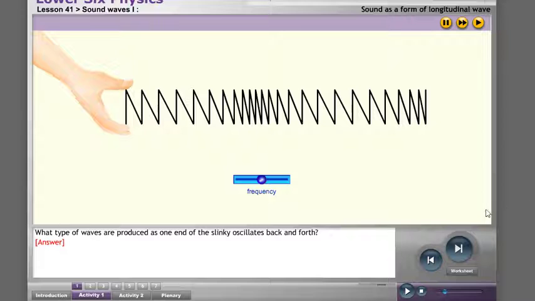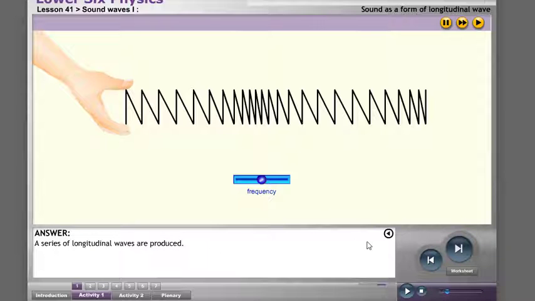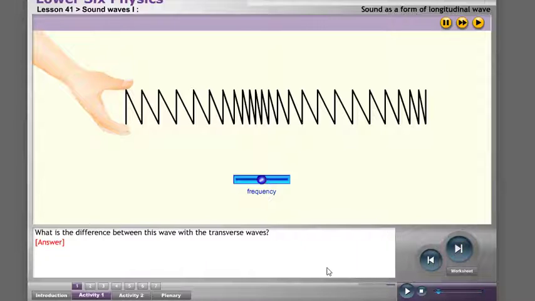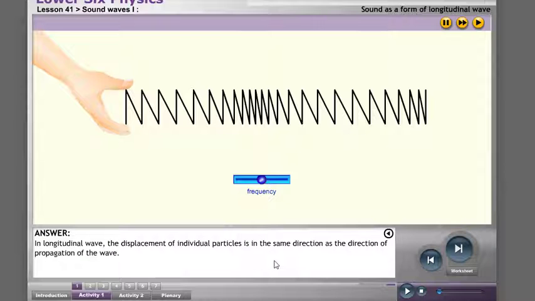What type of waves are produced as one end of the slinky oscillates back and forth? Answer: a series of longitudinal waves are produced. What is the difference between this wave and the transverse waves? Answer: in the longitudinal wave, the displacement of individual particles is in the same direction as the direction of propagation of the wave.